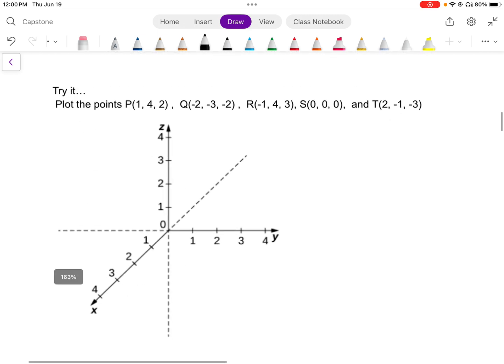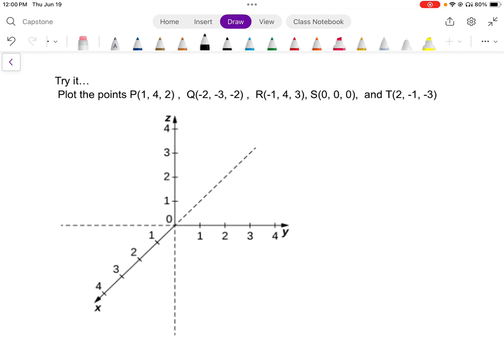Okay, now let's dive right into it. Plotting points. This is where things start to get a little different, and you can immediately understand what we mean by 3D graphing. So let's start plotting these points. Say we have the point P(1, 4, 2). That's x is 1, y is 4, and z is 2. How do we do this?